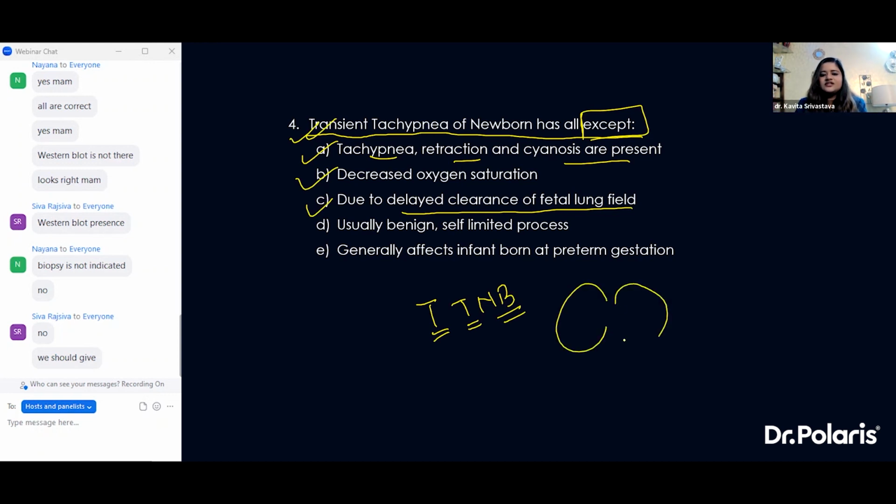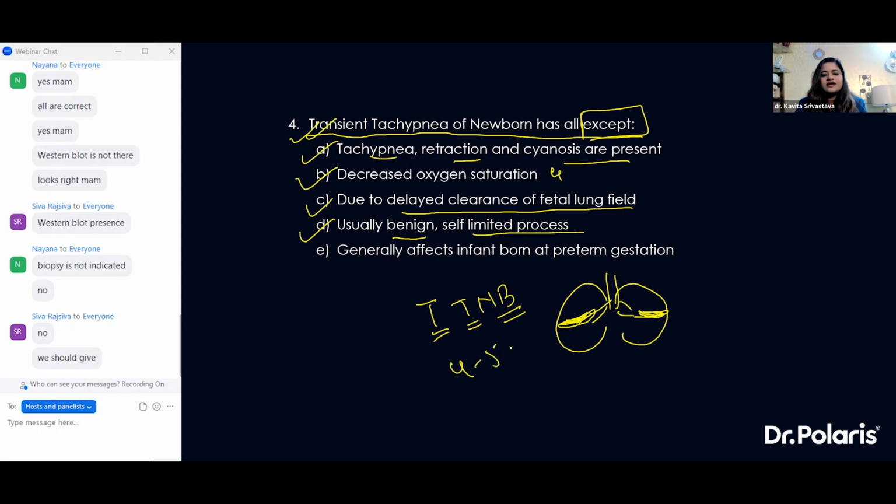If these are the lung fields of the newborn, this is the airway. So basically at the fissure level, there is accumulation of fluid in the interlobar fissure. Now, because of this fluid, there is going to be improper oxygenation in the body, which can reflect in terms of desaturation. And because of delay in the clearance of the fetal lung fluid, it can result in onset of tachypnea. It is usually a benign and self-limited process, which is absolutely right. We don't need to give very aggressive treatment for TTNB. It is a self-limited process.